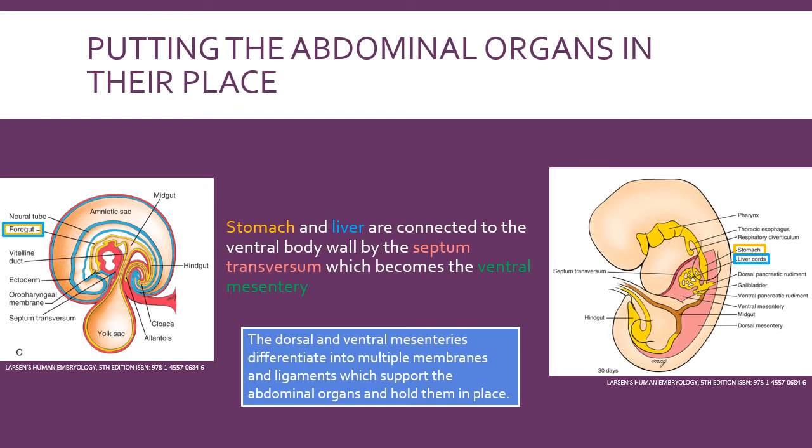It is worth pointing out as well that the stomach and liver are both derivatives of the foregut, which is an interesting concept given that the liver is such a different kind of tissue, and we'll talk about what it is going forward.